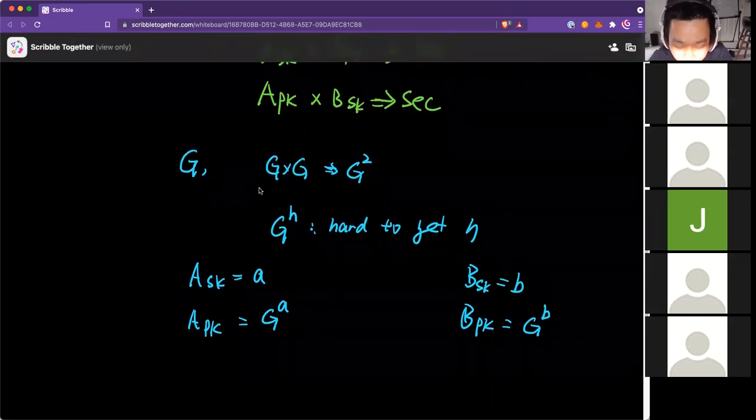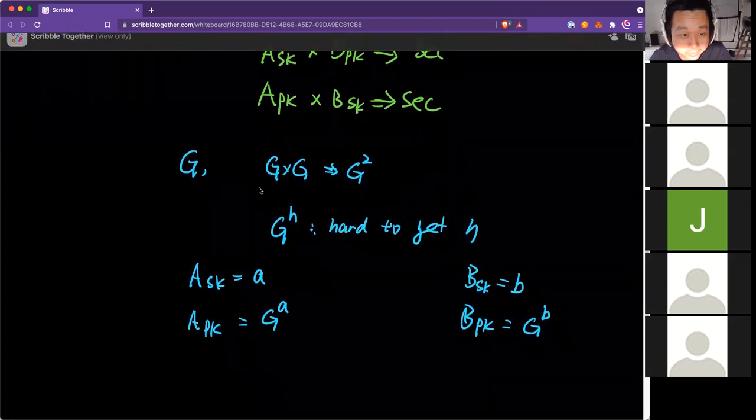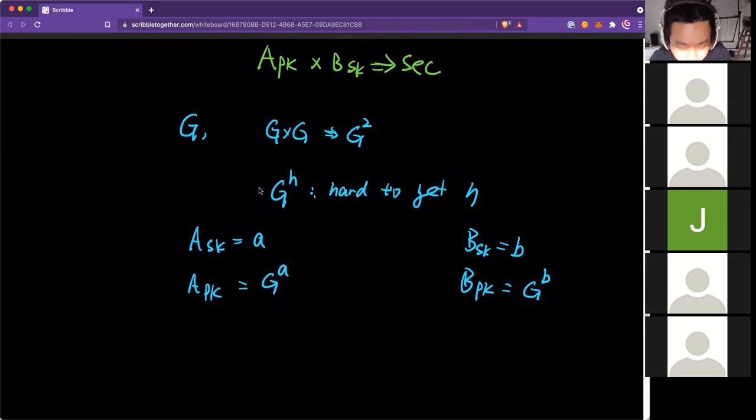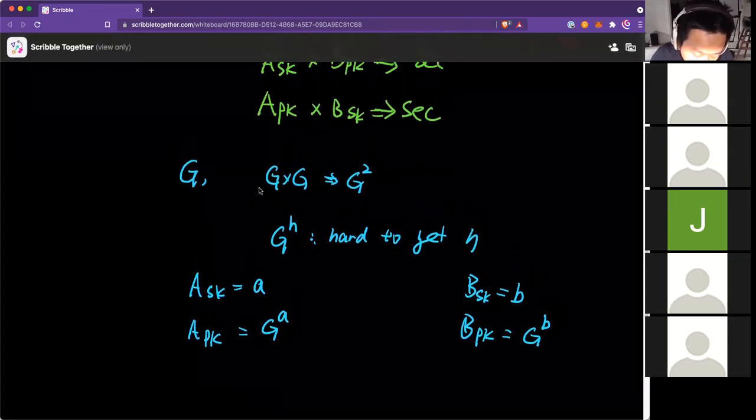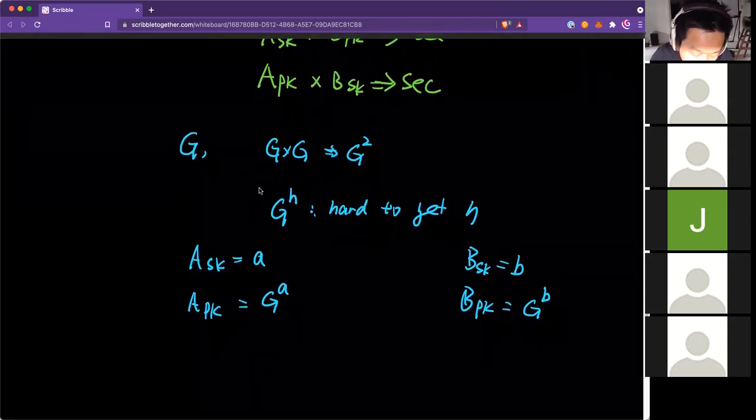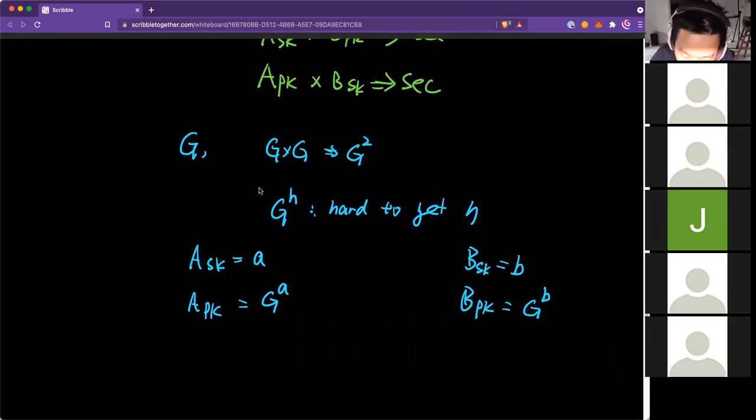Then how can we come up with a shared secret? It's easy. On Alice's side, she has A, and she knows Bob's PK. She will just take G to the power of B and do another round of exponentiation with A, and you get G to the power of AB.